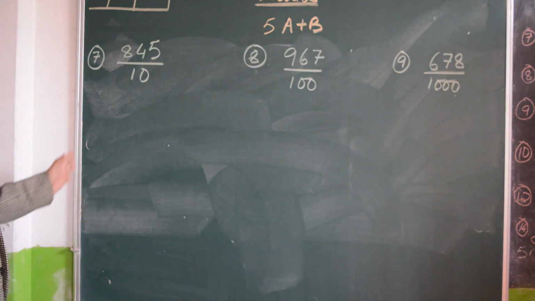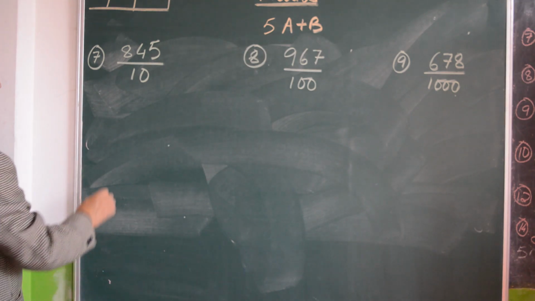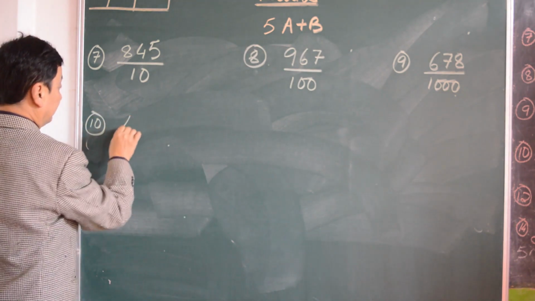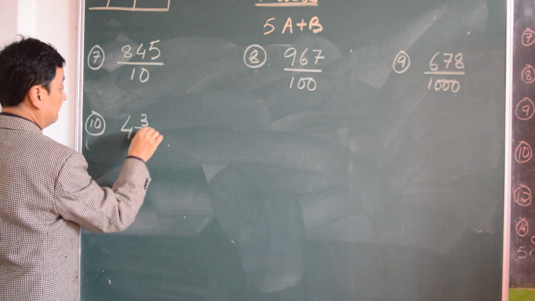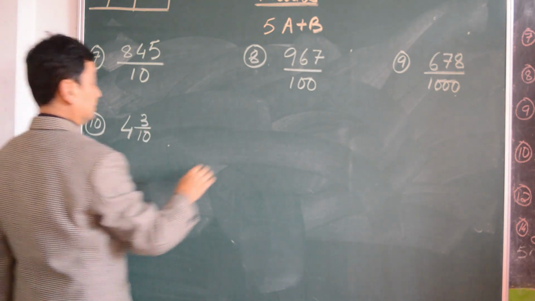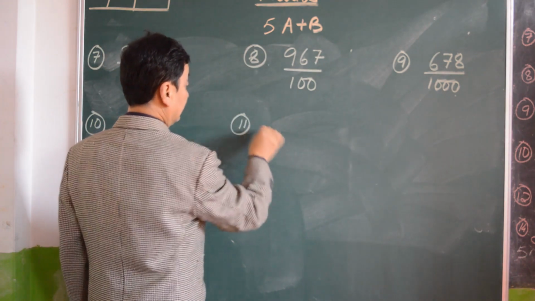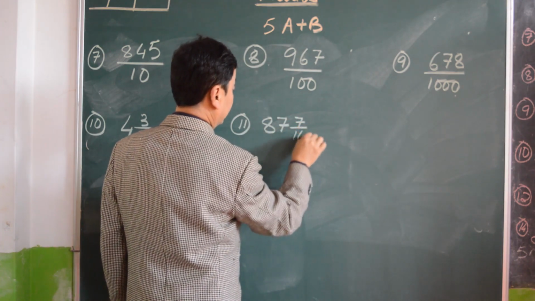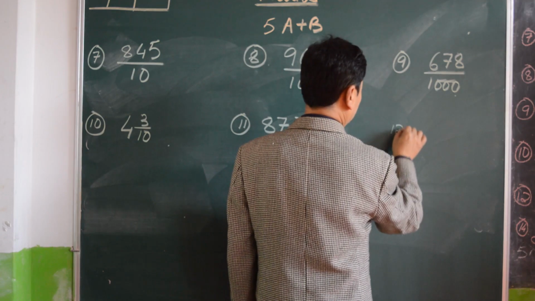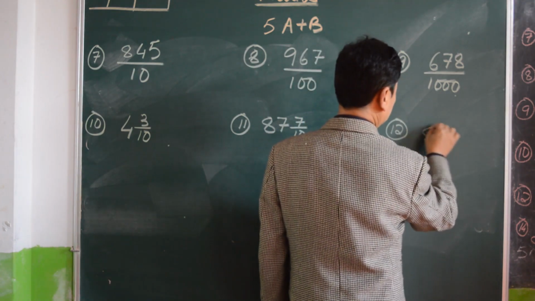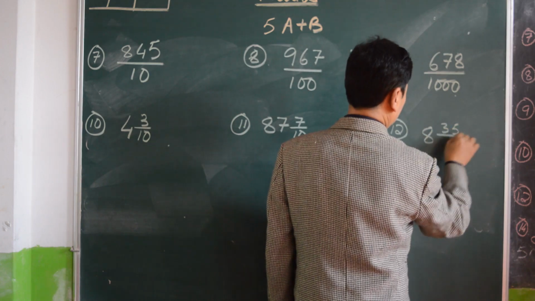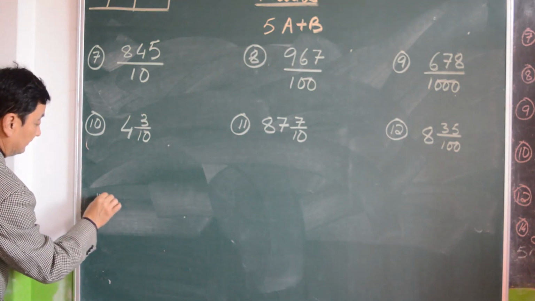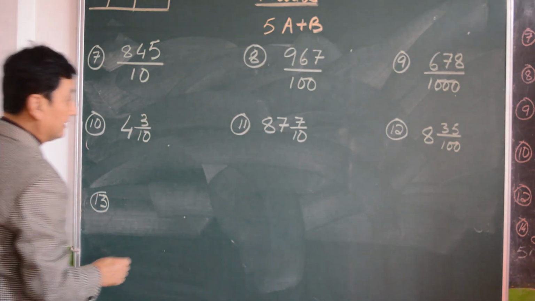Now let's do some sums which are in mixed numbers. That's number 10: 4 and 3 upon 10, a mixed fraction. Number 11: 87 and 7 upon 10. Number 12: 8 and 35 upon 100.